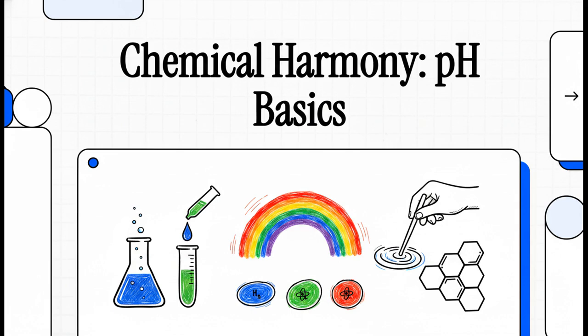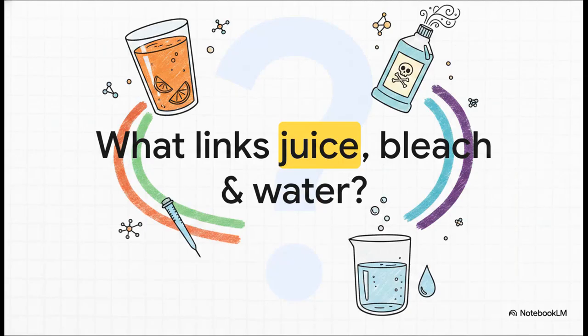Now, to kick things off, what do orange juice, bleach, and the water you drink all have in common? I want you to actually think about that for a second. You drink orange juice for breakfast, you might help your parents clean the house with bleach, and, well, you need plain old water just to survive. On the surface, these liquids seem totally, completely different, right? I mean, they taste different, they smell different, they do totally different jobs. But it turns out they all possess this hidden, measurable chemical property. A property that dictates exactly how they behave, how they react, and how they interact with everything around us.